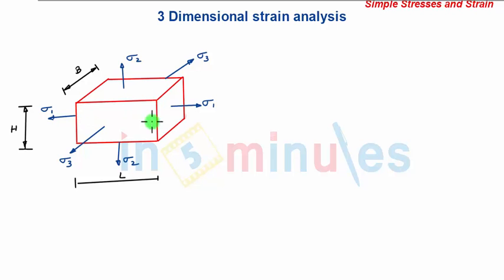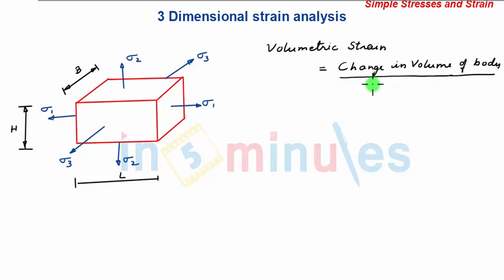Now again consider an elemental bar of length L, breadth B and height h, which has been subjected to three mutually perpendicular stresses in the X, Y and Z direction as sigma 1, sigma 2 and sigma 3 respectively. We now define another property of a material which is called volumetric strain, and which is given as change in volume of body upon original volume. It is denoted by Ev and the formula is given as delta V upon V.